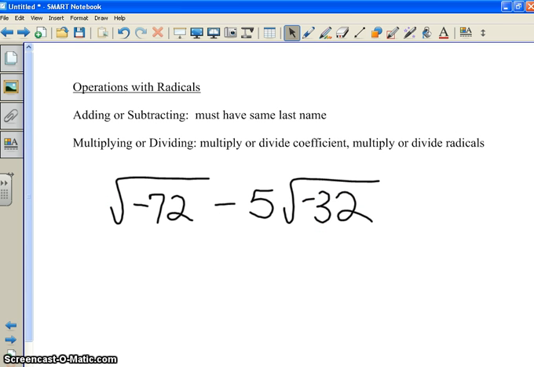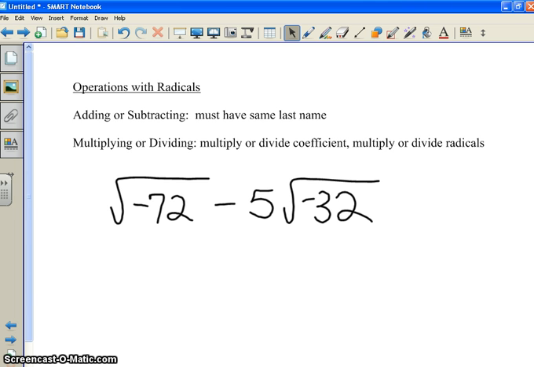Next up, operations with radicals. When you're adding or subtracting radicals, they have to have the same last name in order to combine, or to get married. And then they keep that same last name. If you're multiplying or dividing, you simply multiply the coefficients or divide the coefficients, and same thing with the radicals.